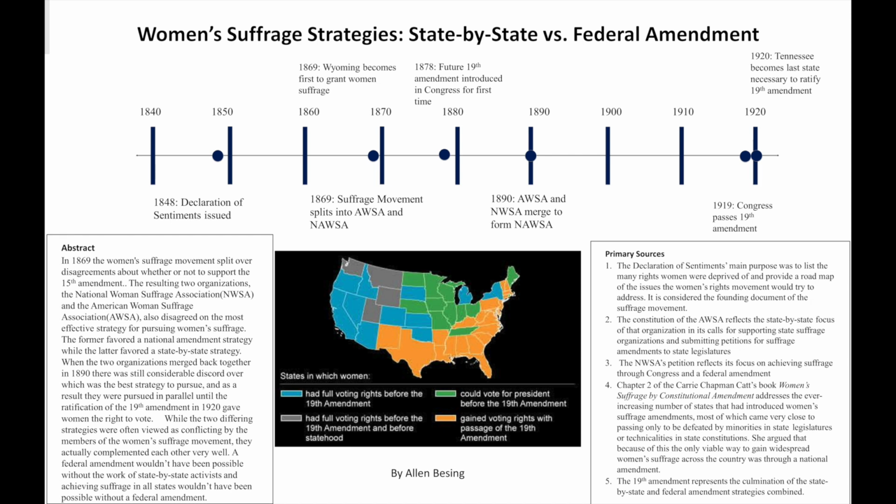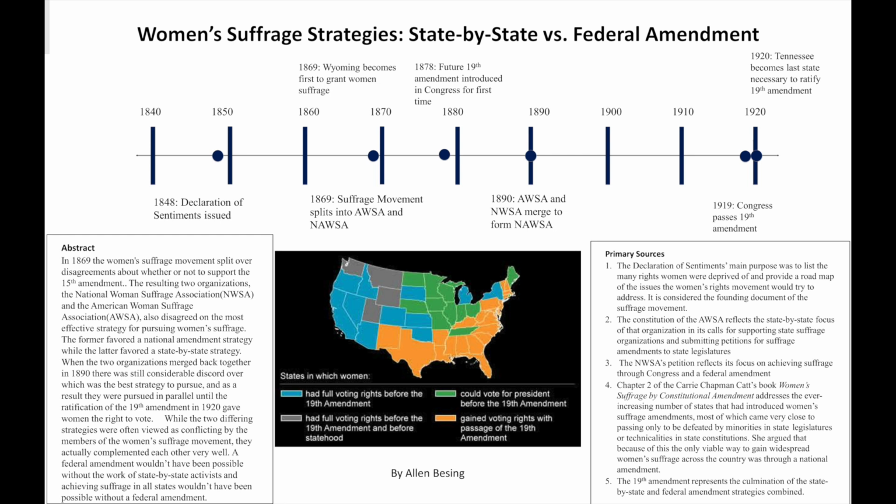The second primary source I used is the Constitution of the AWSA. It really reflects the state-by-state focus of that organization. It calls for supporting state suffrage organizations and submitting petitions for suffrage amendments to the state legislatures, which obviously is a key component of going state by state.